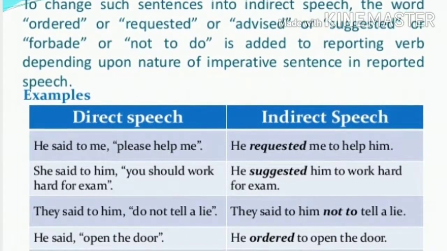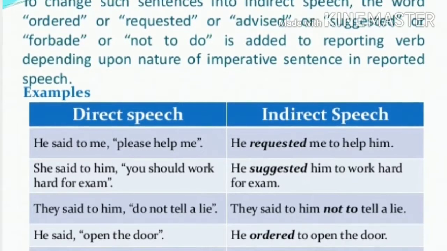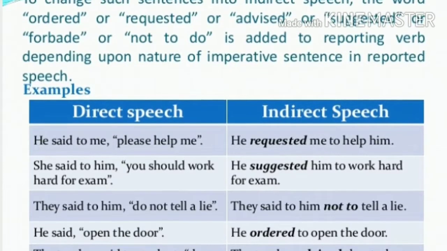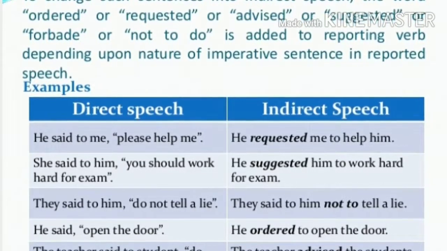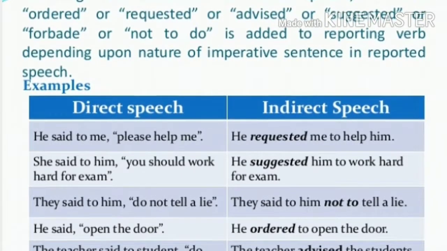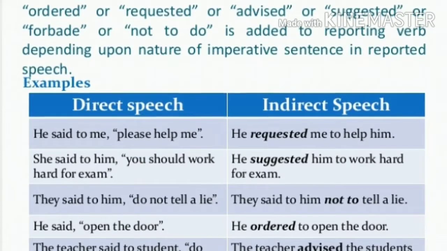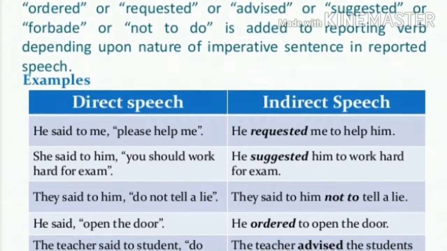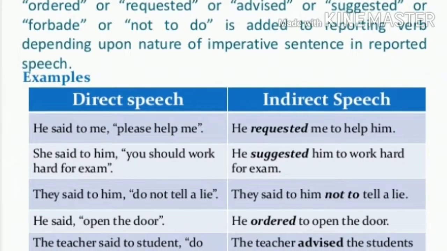Alright. Next students, is the example, she said to him you should work hard for exam. So indirect will be he suggested him to work hard for exam. See the next example, it's written they said to him do not tell a lie, right? It's given in direct speech. So its indirect will be they said to him not to tell a lie. Alright. Next it's written he said open the door. It's an order. So you will say he ordered to open the door.